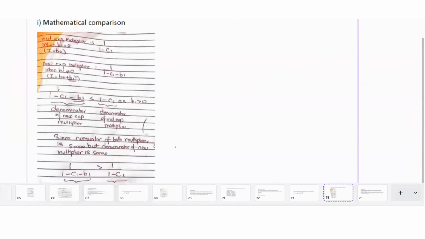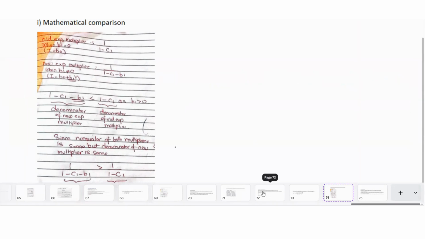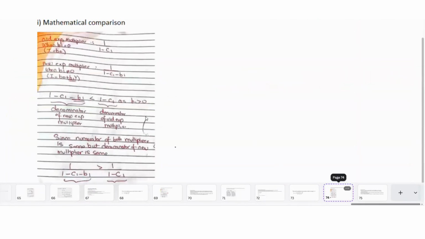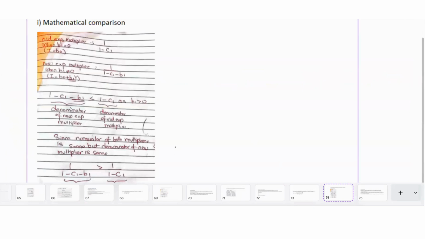Now, if we do a mathematical comparison, we can see the denominator of the new expenditure multiplier is smaller than the denominator of the old expenditure multiplier. The reason is that B1 is greater than 0. So what you're doing is, from 1 minus C1, you're subtracting a positive amount. So that makes it smaller, because from 1 minus C1 you're now subtracting a positive amount.